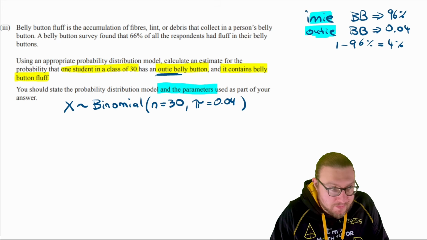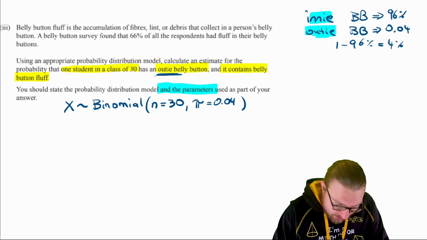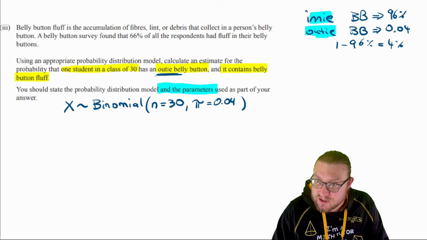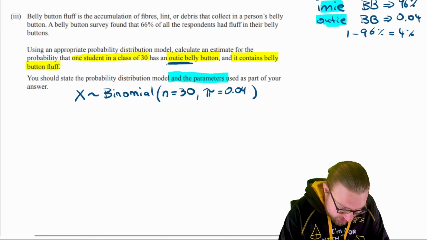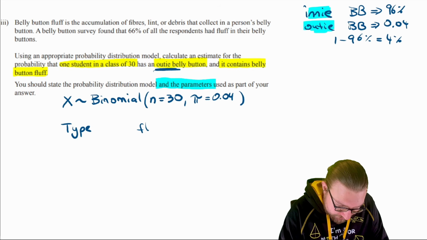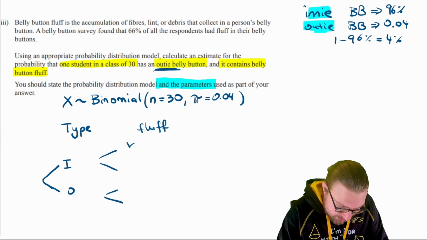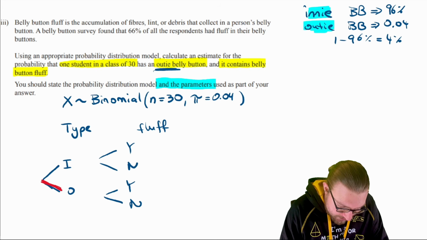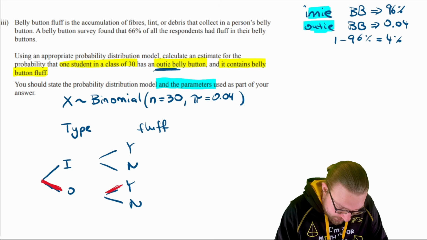We now want to find the actual probability. So first of all, here the belly button type is independent to the belly button fluff. At least this is what we assume here. So you can kind of think of this as a probability tree, where first we have the type and then we have the fluff. So we can either be of type innie or outie, and then depending on each, we can have yes or no for fluff. So what we're interested in here is we want an outie belly button and we want belly button fluff as well.